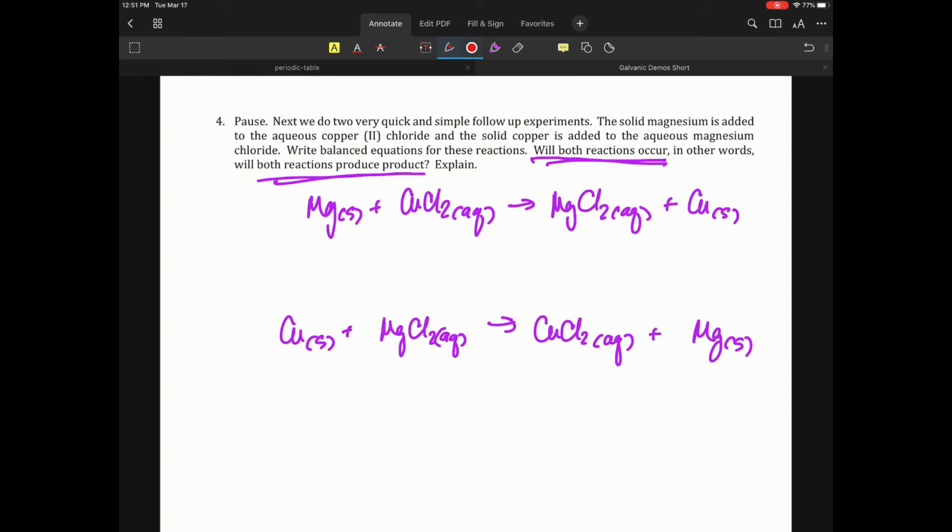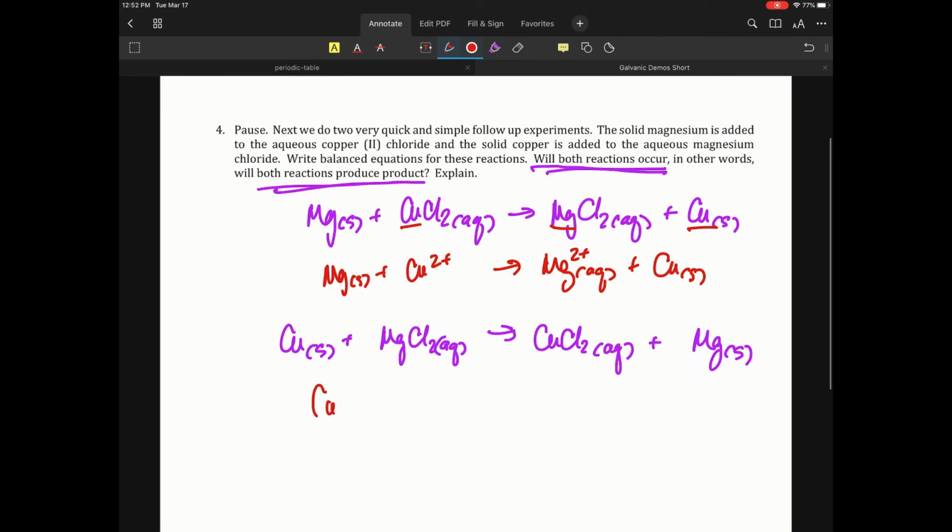Actually, you know what? Let's predict and then discuss. So if we look at the net ionics here, this says Mg solid, plus Cu2+ is going to give us Mg2+ aqueous plus Cu solid. This one says Cu solid plus Mg2+ is going to give us Cu2+ plus Mg solid.